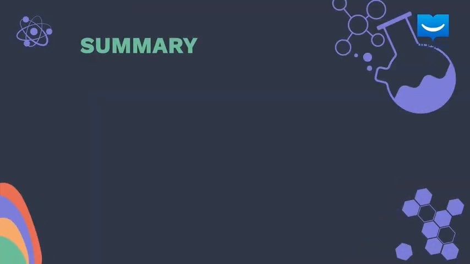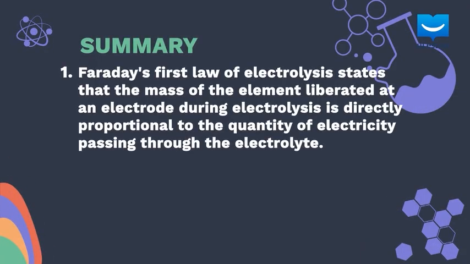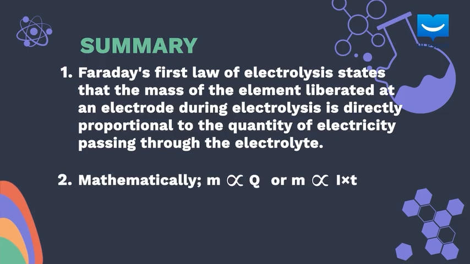The key summary of this lesson is that Faraday's first law of electrolysis states that the mass of the elements liberated at an electrode during electrolysis is directly proportional to the quantity of electricity passing through the electrolytes. It can be mathematically represented as M proportional to Q or M directly proportional to IT.